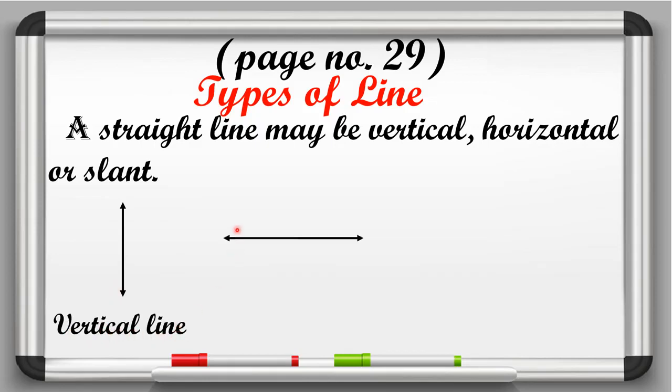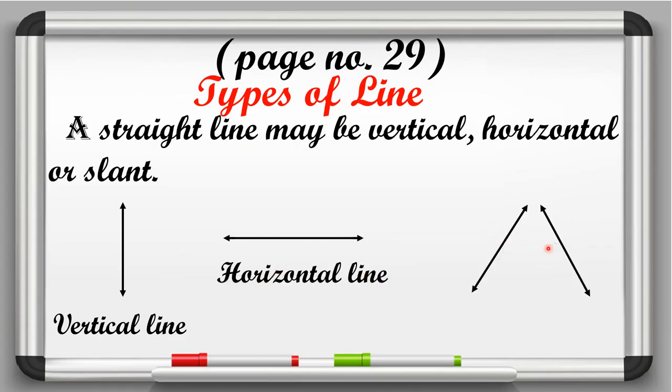Okay, now this is the horizontal line. Horizontal line or sleeping line we can say. Okay, horizontal line. And these are the slanting lines. चाहे आप इस डायरेक्शन में बना लो, चाहे आप इस डायरेक्शन में बना लो. These are called the slanting lines.